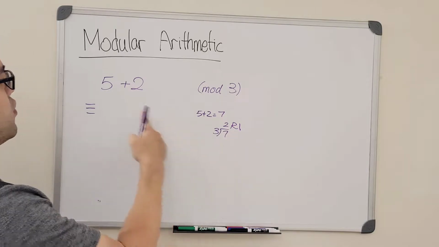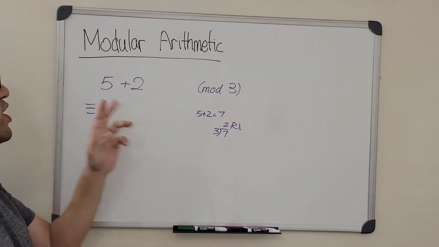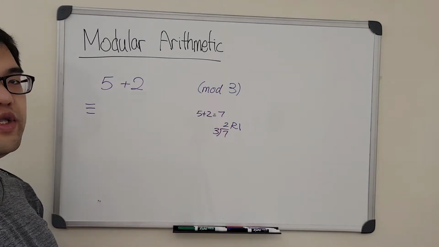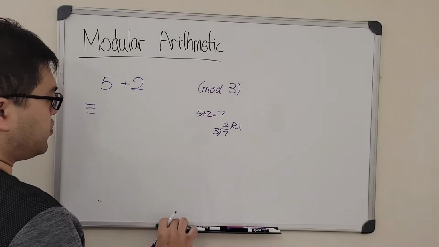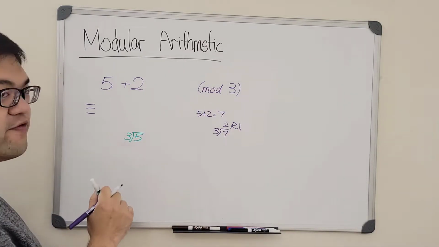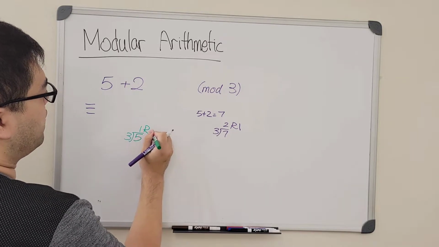Keep that in mind. Here, in modular arithmetic, we are also allowed to do the other way around, meaning we can simplify the numbers into something a lot smaller, and then add them together and then reduce again. So in this case, we can also divide 5 by 3, so that we can simplify the 5 first, as 5 is greater than or equal to 3. So in this case, we end up with 1 remainder 2.